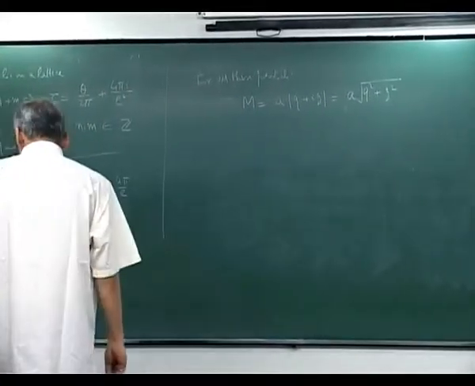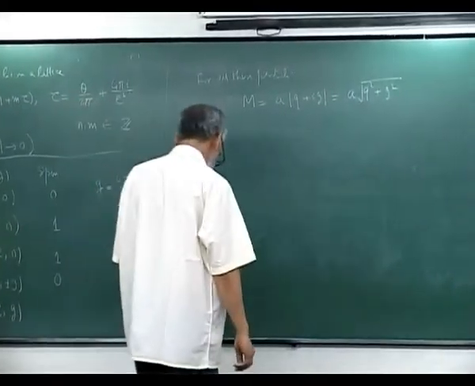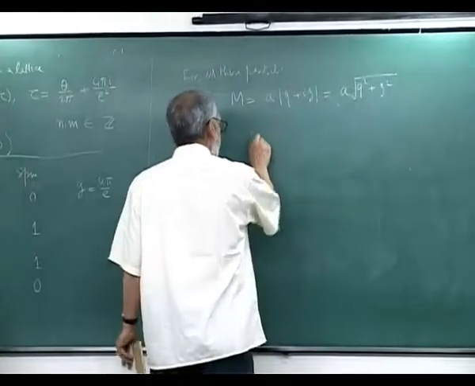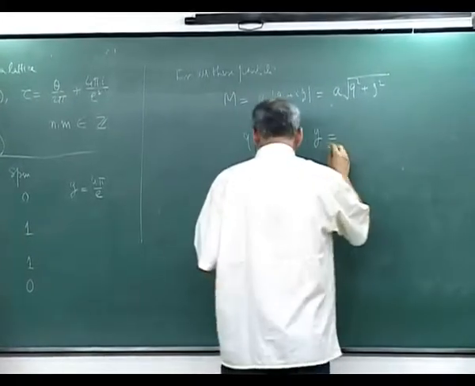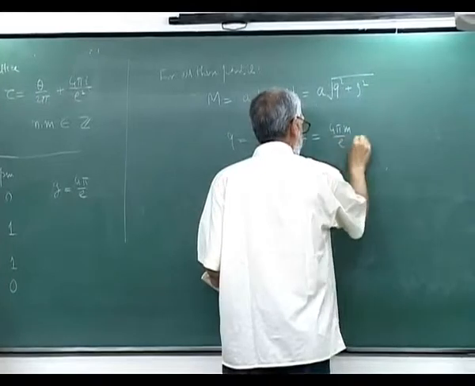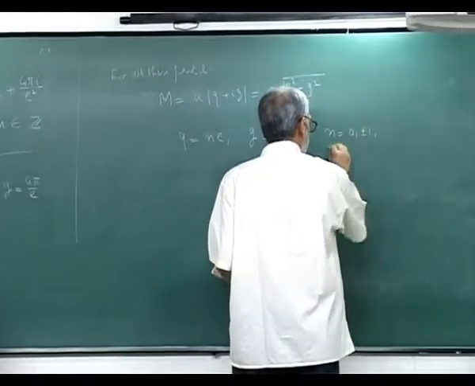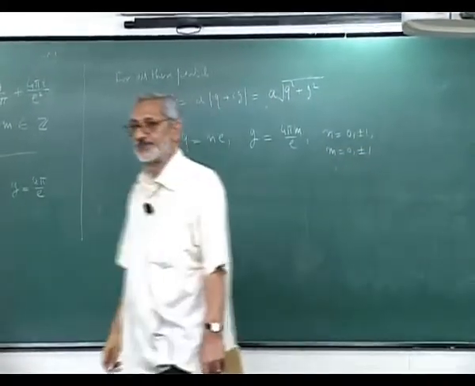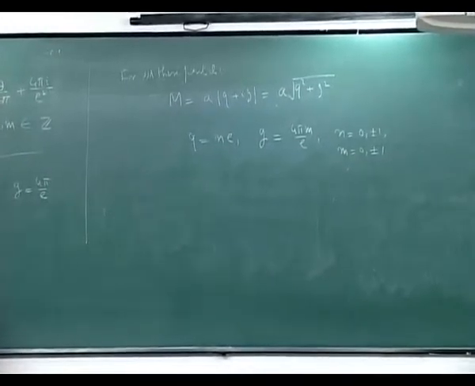All right. And also, the electric charge is given by n times e, and the magnetic charge is given by 4 pi m divided by e, with n equal to 0 plus minus 1 and m equal to 0 plus minus 1. Those are the solutions we explicitly saw in the theory.